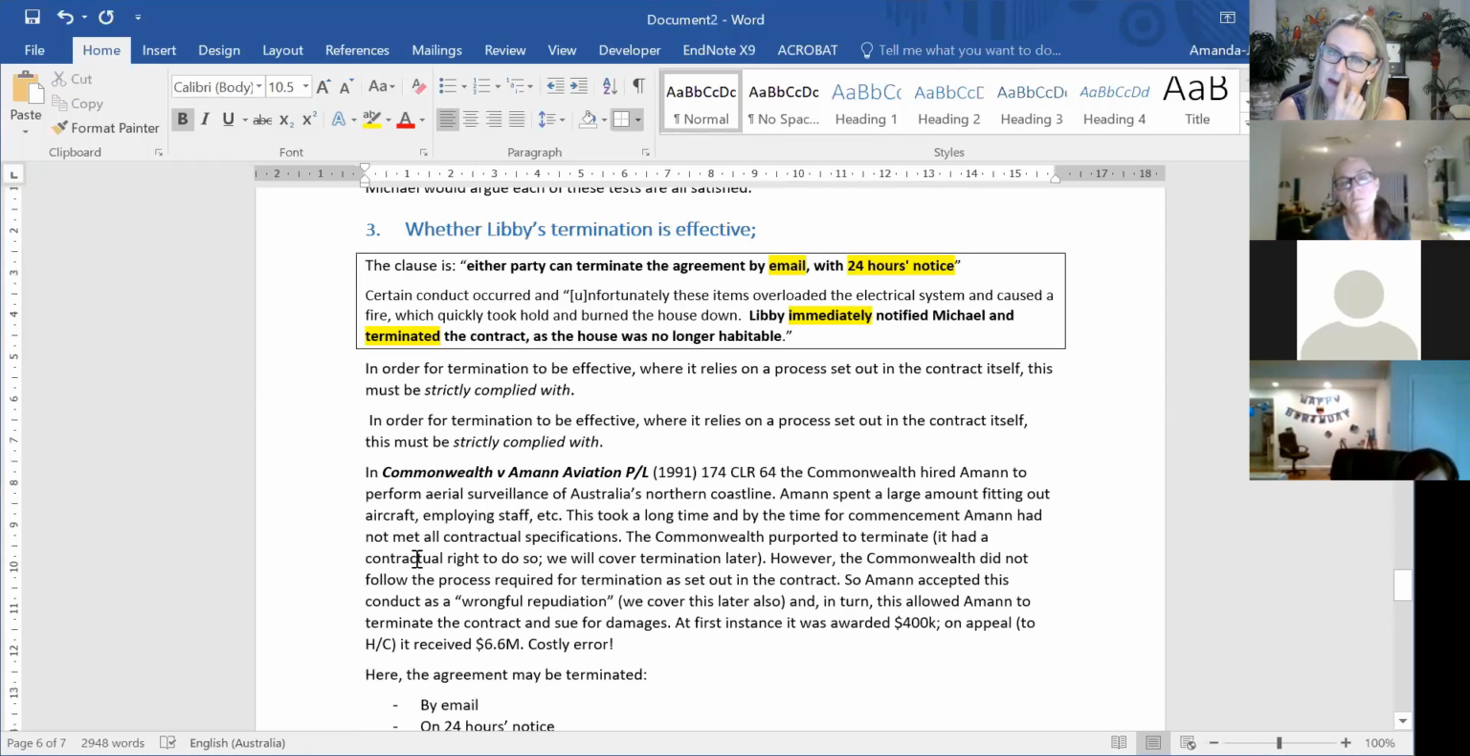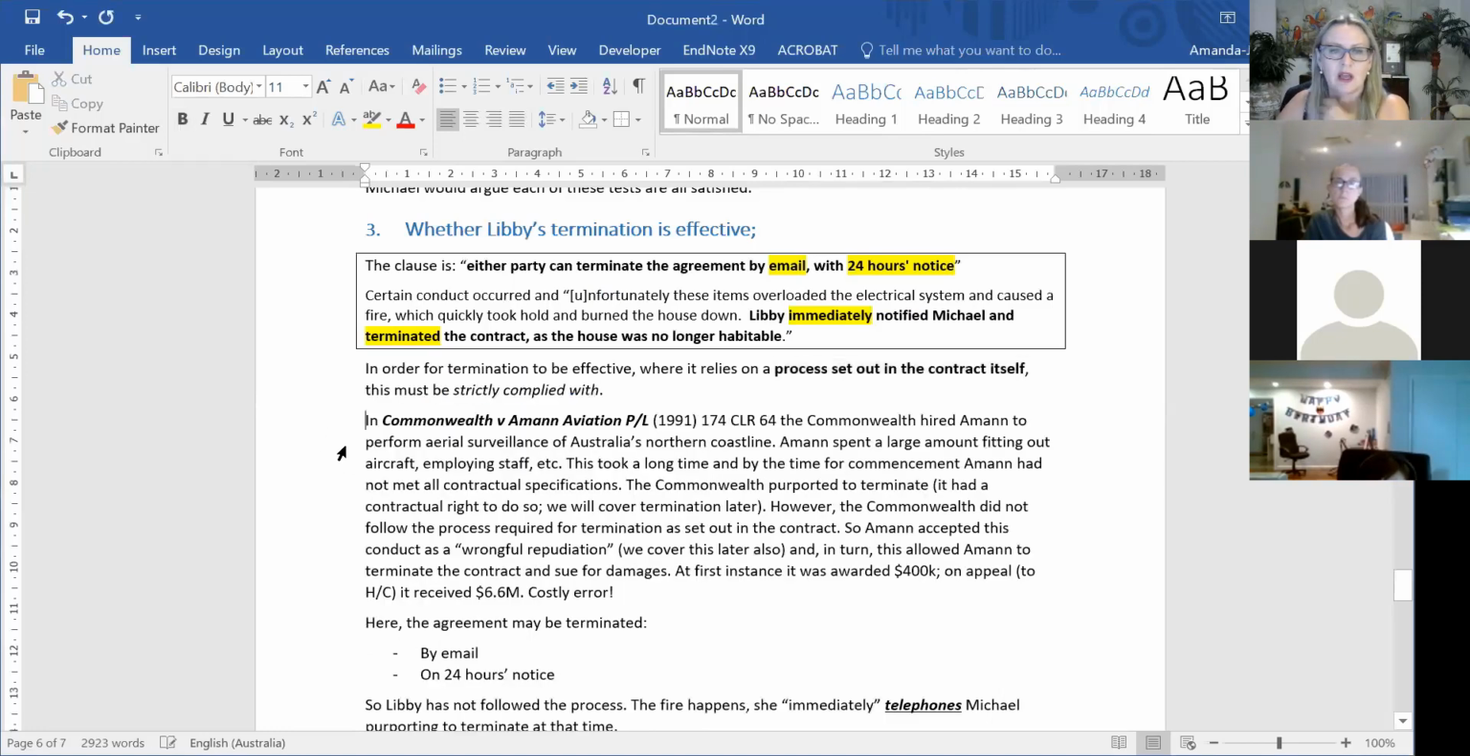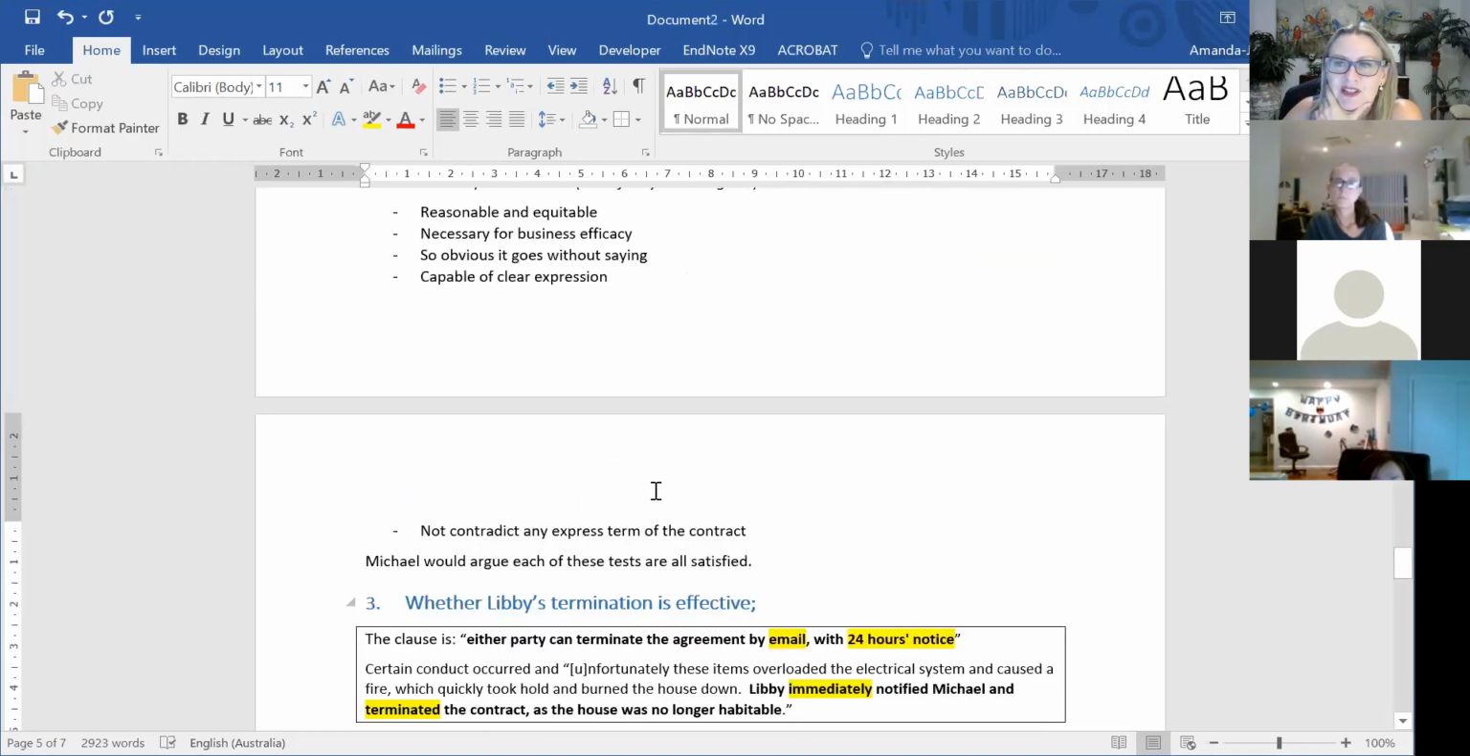So this is the way you'd step through it in an IRAC, in your application section. Like I said, methodical, step-by-step, start at the beginning. In order for termination to be effective, where it relies on a process set out in the contract itself, it has to be strictly complied with. In Commonwealth and AMAN Aviation, now, before you see all that, what happened in Commonwealth and AMAN? What was the problem there?